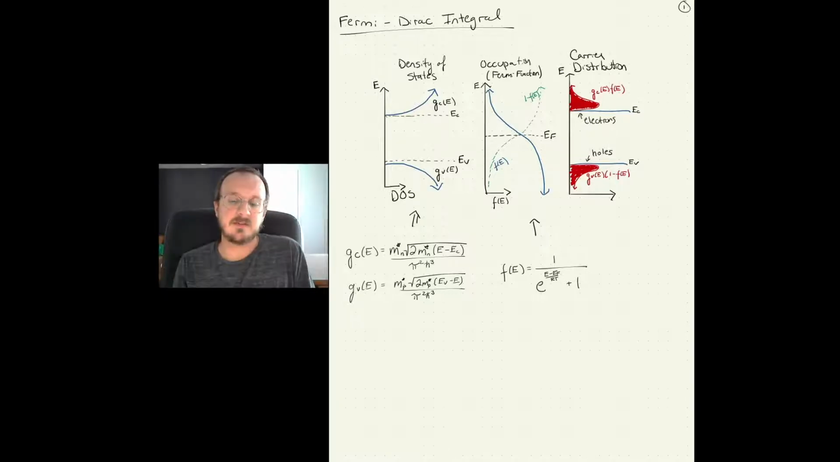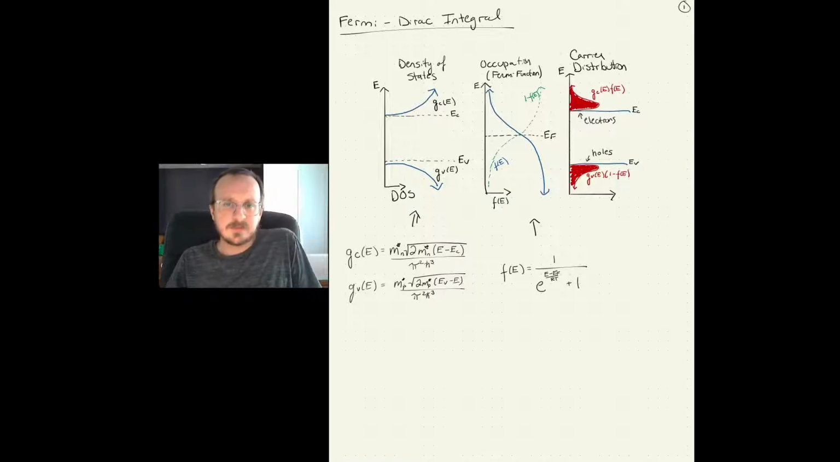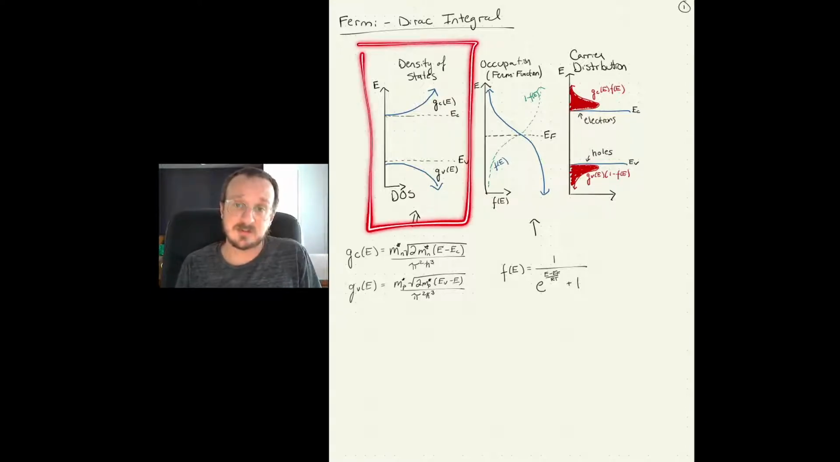So in this video, I'm going to be talking about the Fermi-Dirac integral. Specifically, it's in reference to semiconductors, where it comes into calculating the total number of electrons or holes that can exist in an excited state. And so really this starts off by first knowing your density of states.